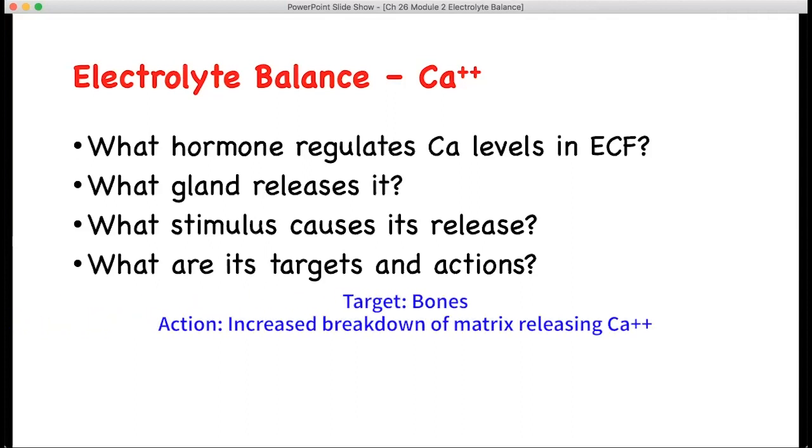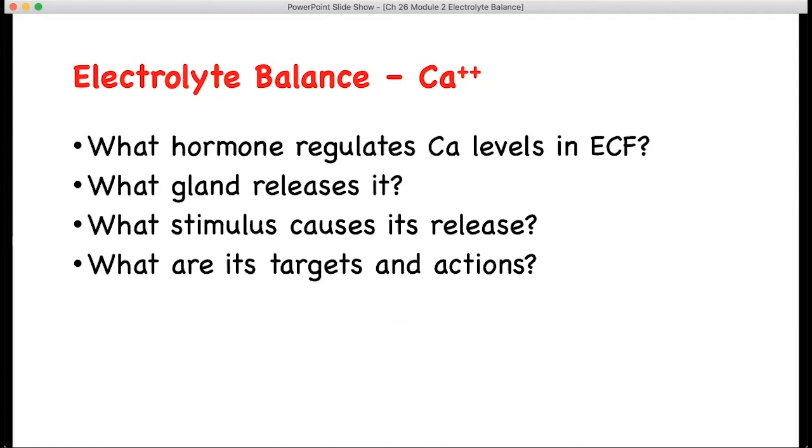PTH goes to the bones and stimulates the osteoclasts, increasing their activity. Recall that osteoclasts are bone cells that break down the matrix. Calcium is stored within the matrix. When the matrix of the bone is broken down, the calcium is released, and this will help increase blood calcium levels, returning it back to normal.